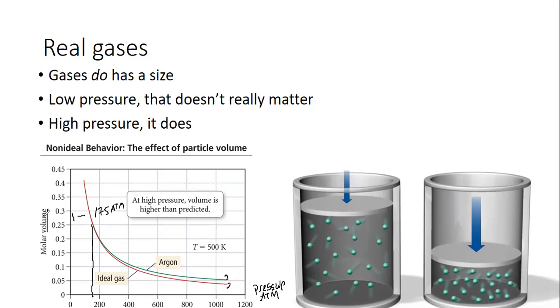However, if you are talking about a gas on Earth, not under crazy conditions, because we live at 1 atmosphere, the ideal gas law is perfectly fine for describing the behavior of those gases. Does that make sense? Any questions about that idea of why we have the ideal gas law versus real gas? All right.